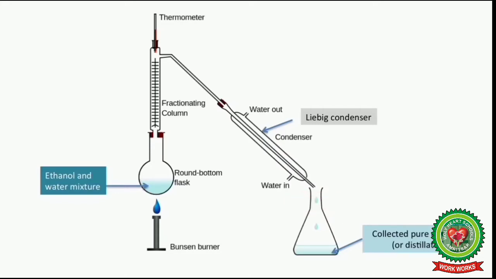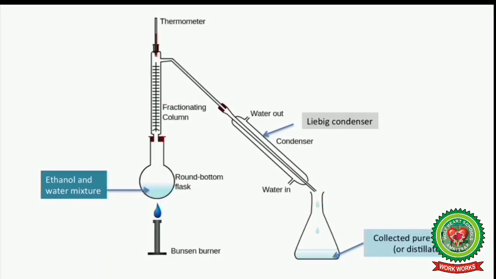And the vapors of liquid having higher boiling points are condensed in the fractionating column itself, and condensed liquid trickles down back into the distillation flask, that is round bottom flask. In this way, both the liquids, that is ethanol and water, get separated.